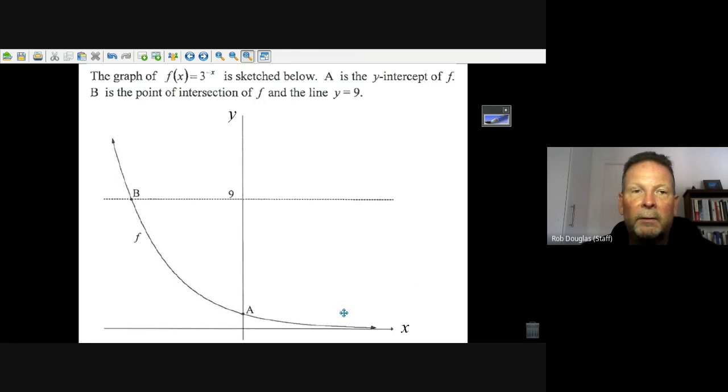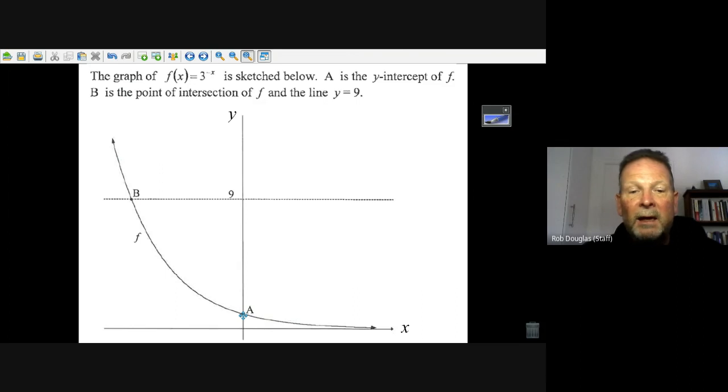Okay, we're going to look at the last function question of 2020. It's an exponential equation. It's the graph of f of x equals 3 to the minus x power, and it's sketched below. 3 to the minus x is really 3 to the minus 1 all to the x power. 3 to the minus 1 is 1/3, and that's the shape when you have fractions like 1 over 3 or 1 over 2. That's the shape of it.